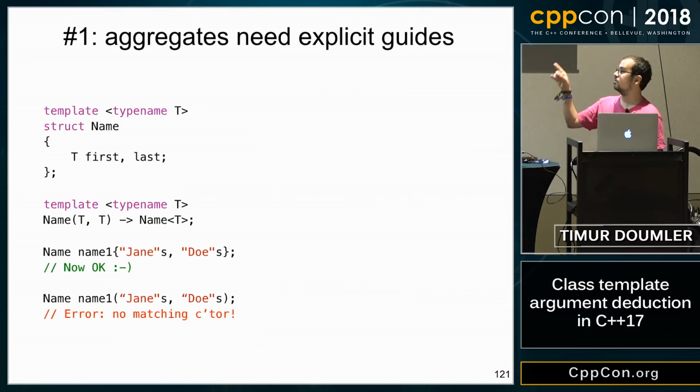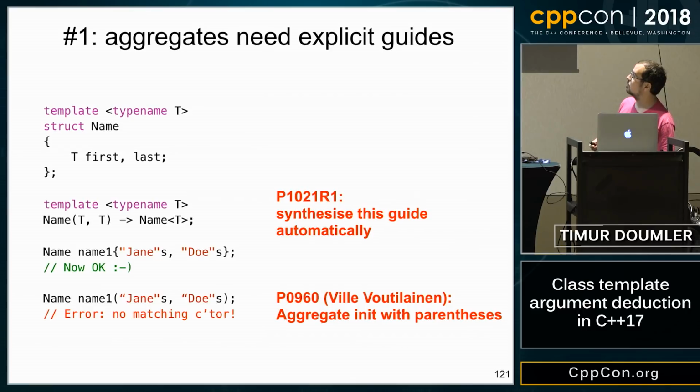The first phase would succeed. It would deduce string because it would match the guide. The second phase would say, well, but it's an aggregate, there's no constructor, and you're not using curlies, so that's not aggregate initialization, so that's not going to work. Basically, our paper will propose to, first of all, synthesize this guide automatically, so you get CTAD for aggregates. And there's another paper by Ville, which says maybe we also want to allow aggregate initialization with parens. Those two papers together might create a situation where all of this becomes valid code in C++20, but there are still some technical issues that we have to solve before we can figure out how this would work exactly.